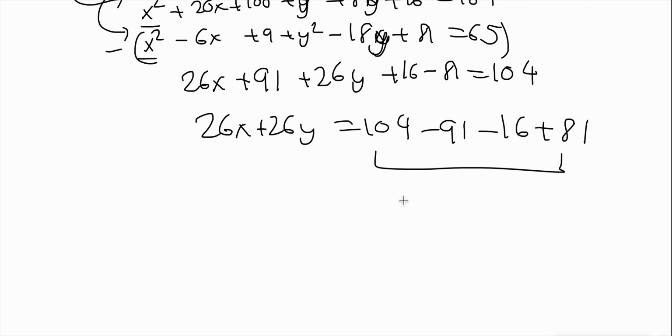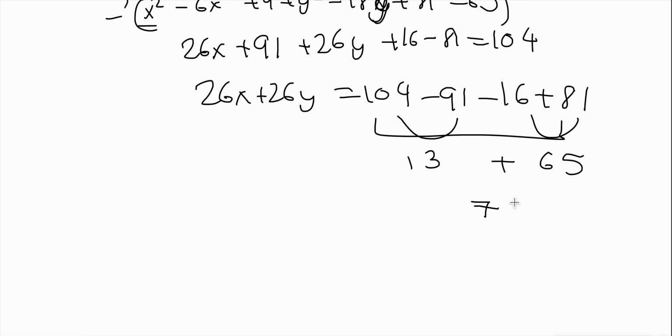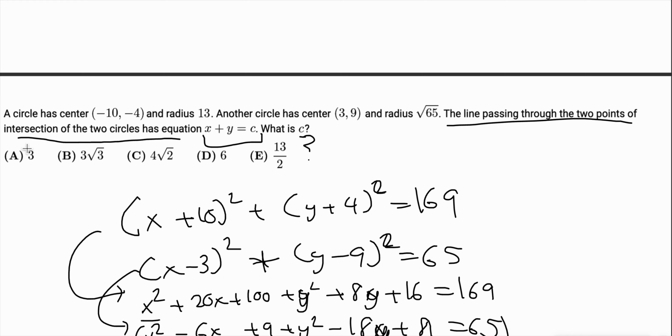104 minus 91 is 13, so these two give 13. 81 minus 16 is 65. And so 13 plus 65 is 78. So 26x plus 26y equals 78. Divide both sides by 26. x plus y equals 78 over 26, and I'm going to take out a 2. This gives 39 over 13, which is 3. So x plus y is 3, c is 3.